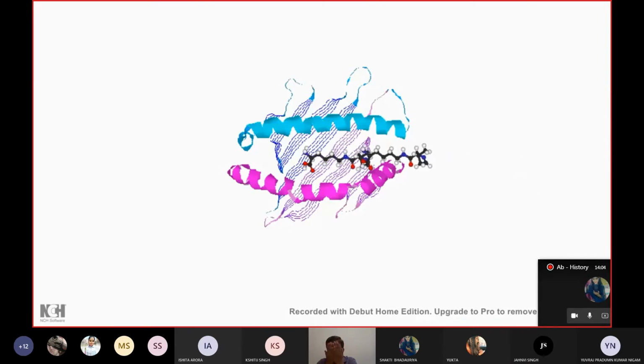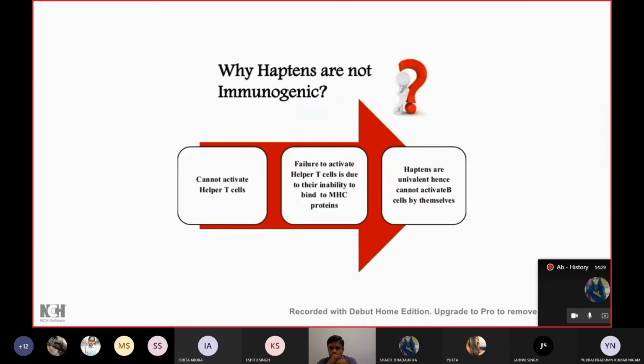Whereas peptides derived from several pathogens, which have a length of 16 to 18 residues, can easily bind to the MHC class 2 peptide binding groove and can be presented to the T cell or B cell receptor. And if they are able to activate T cells, then they are going to elicit an immune response and they would be known as immunogens. But haptens alone cannot do that. Haptens are so simple that they cannot activate T cells, because they fail to bind to MHC and to be presented to the T cells. So that is why they are not immunogens by themselves.